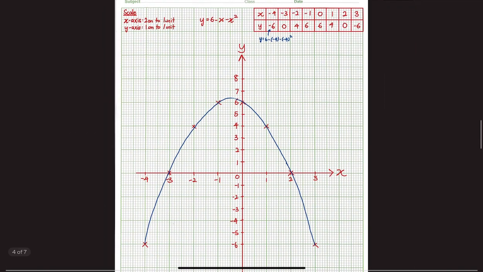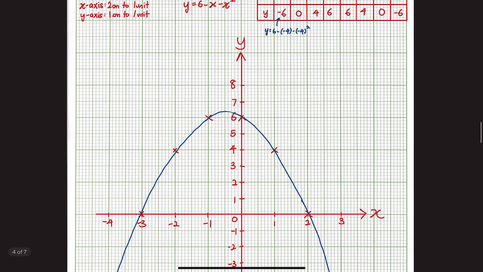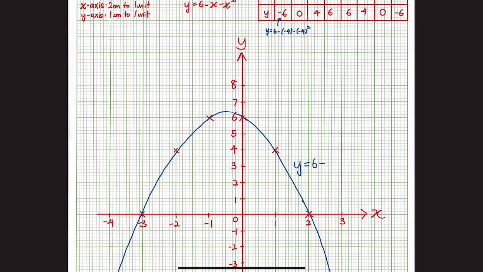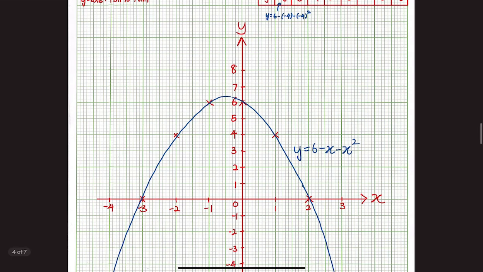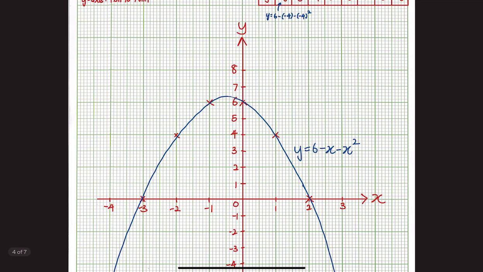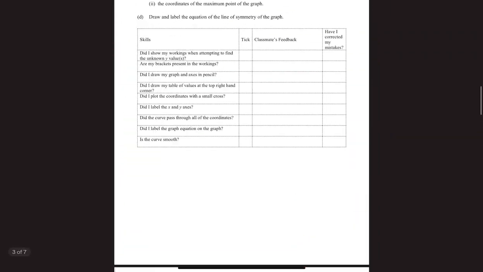So over here, remember once I've drawn my graph, my next step is to now label your graph. So over here, I'll label this graph as the equation y equals 6 minus x squared. Okay, and like that, we are done with example 2, part A. So now let's look at the next part.